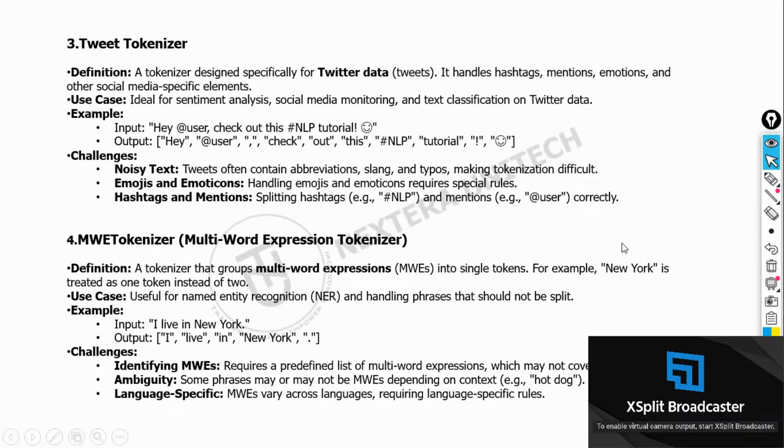Next to the tweet tokenizer, we also have the MWE tokenizer. This MWE tokenizer is helpful when you want to get multiple words as a single token. MWE stands for multi-word expression. This is generally used in the case of NER, named entity recognition, and probably we'll talk about this topic in the upcoming sessions.